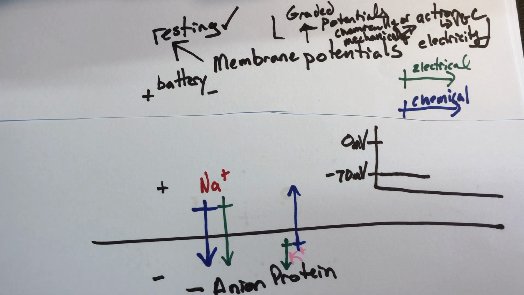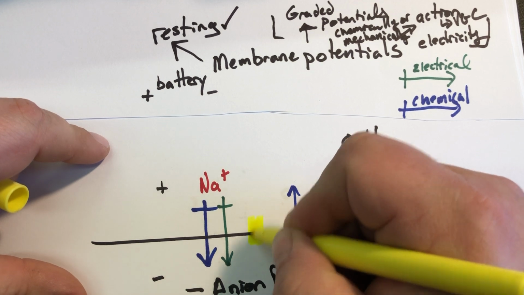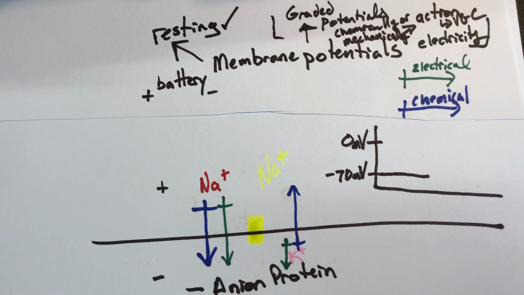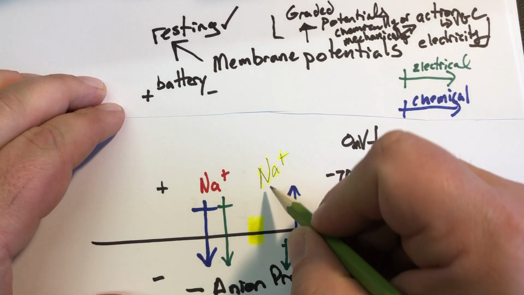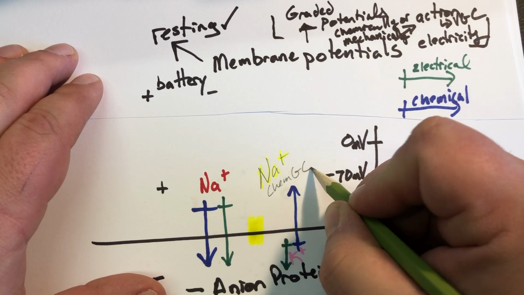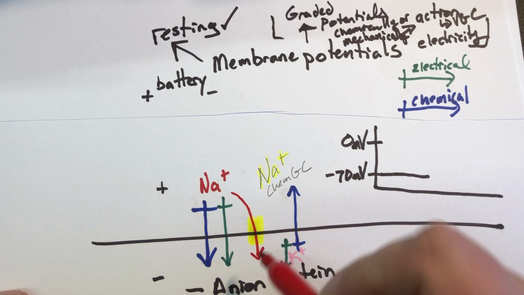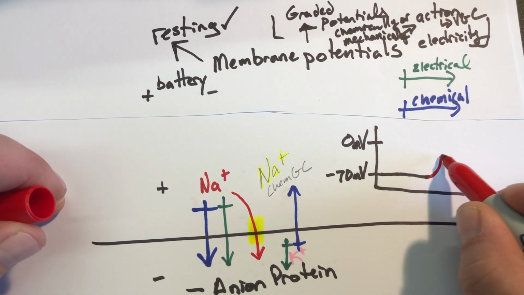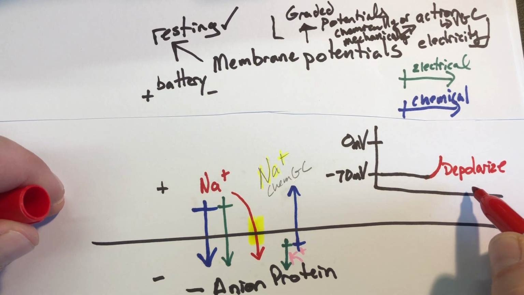So if we add some sort of gated channel, make this a sodium channel. Now that's impossible to see, so let me just double that over here with a little pencil. So sodium, and we'll just make this a chemically gated channel. If that were to open, then sodium would start to move into the cell. And so what we would see as sodium moves into the cell is we start moving towards 0, or we depolarize the cell.